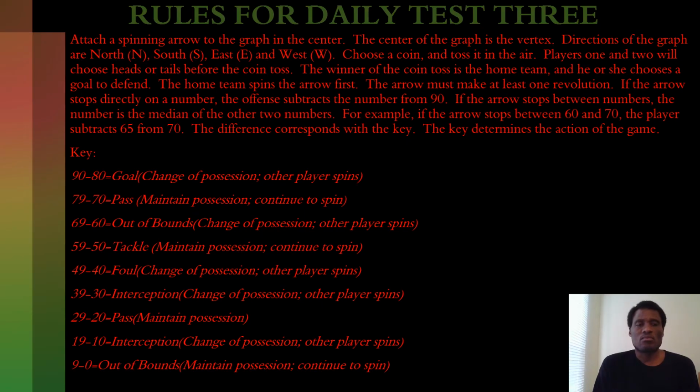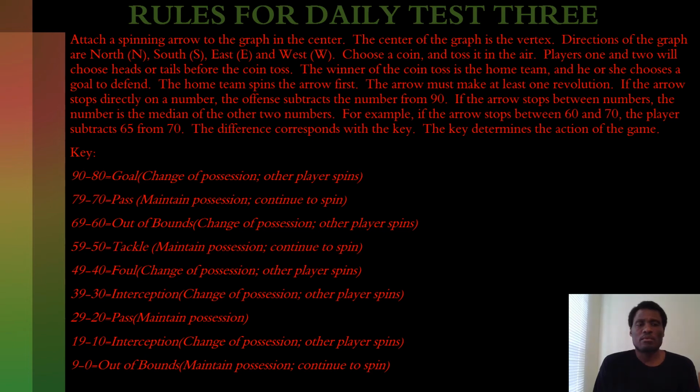Rules for daily test 3. Attach a spinning arrow to the graph in the center. The center of the graph is the vertex. Directions of the graph are north, N, south, S, east, E, and west, W. Choose a coin and toss it in the air. Players 1 and 2 will choose heads or tails before the coin toss. The winner of the coin toss is the home team, and he or she chooses a goal to defend.